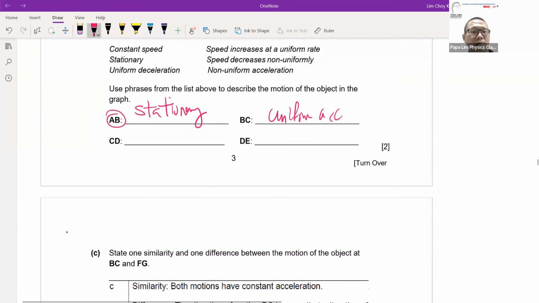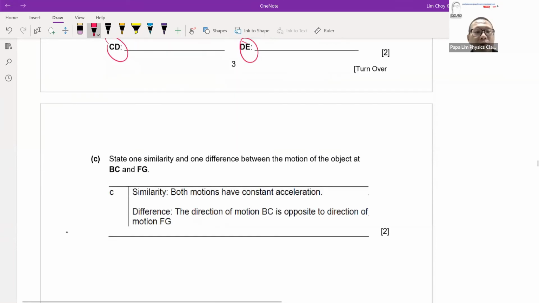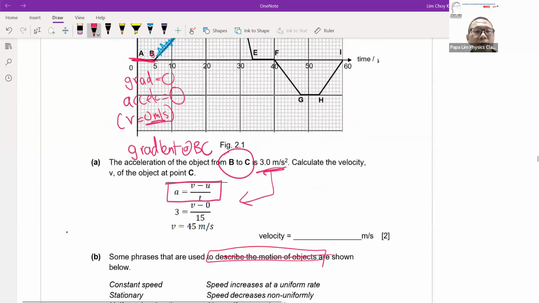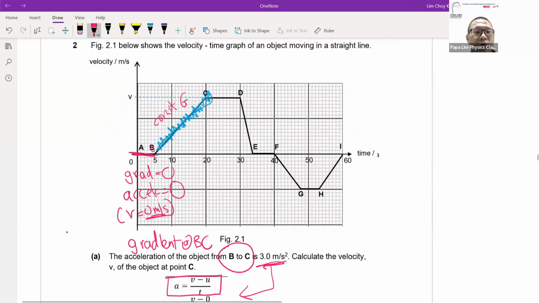So C and D, I'll leave it to you. It's quite straightforward. State one similarity and difference between the motion at BC and FG. So where is BC and FG? BC is upward sloping, and FG. Take note. I would say the similarity could be that both are constant gradient.